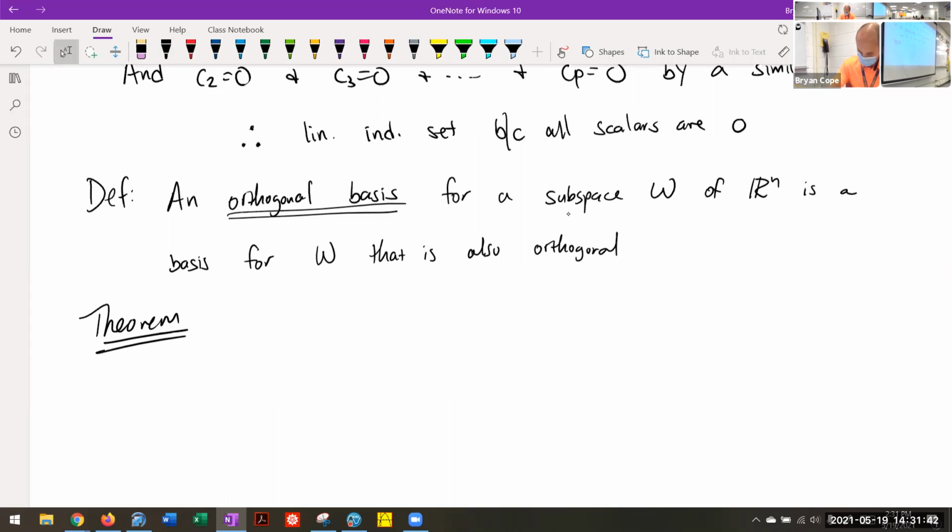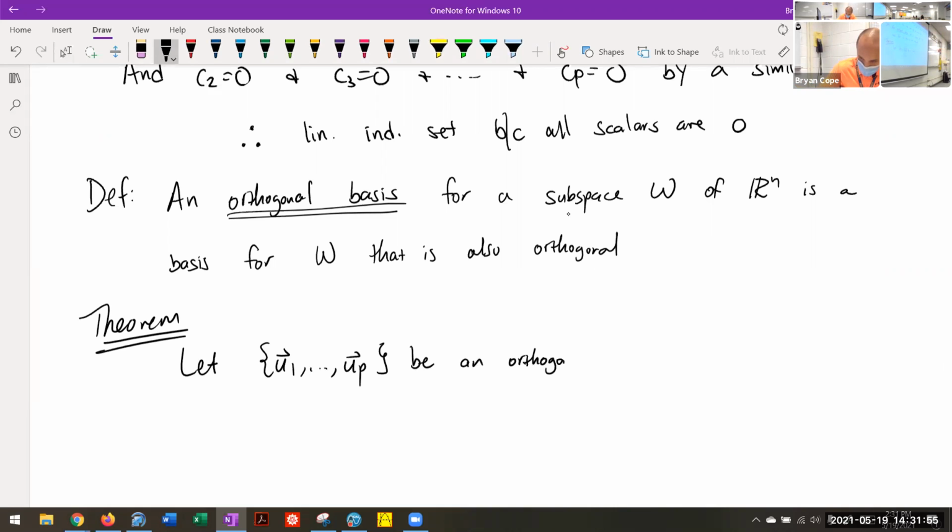Okay, here's the theorem. Now that we know what an orthogonal basis is, we're going to start with one. So let U1 to UP be an orthogonal basis for a subspace W of Rn.